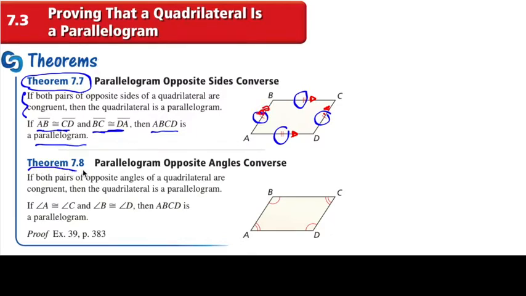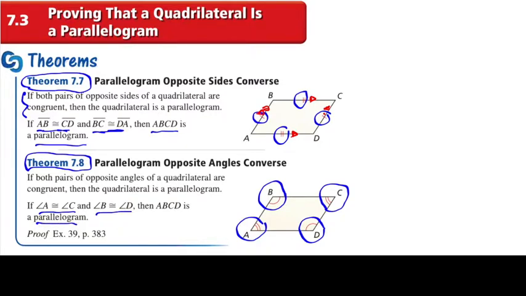Then we have Theorem 7.8, titled the Parallelogram Opposite Angles Converse. And it states if both pairs of opposite angles in a quadrilateral are congruent, then the quadrilateral is a parallelogram. Notice there are congruent marks on the opposite angles here. And after we've identified that angle A is congruent to angle C and angle B is congruent to angle D, we can conclude that this is a parallelogram, and that means we can put the parallel marks on the opposite sides.